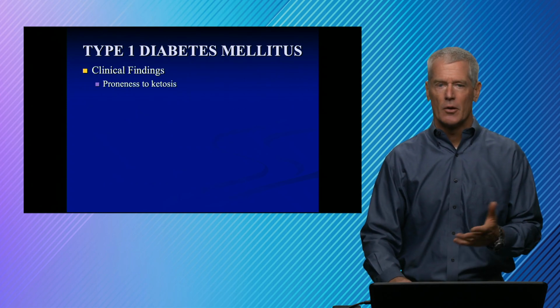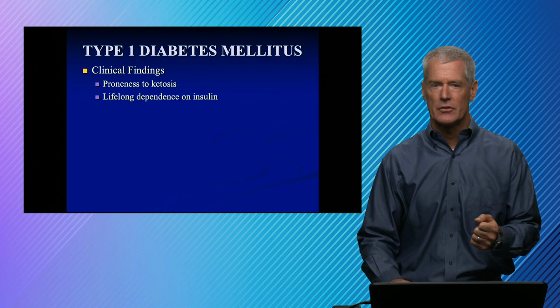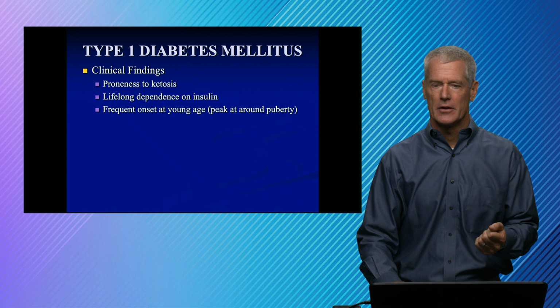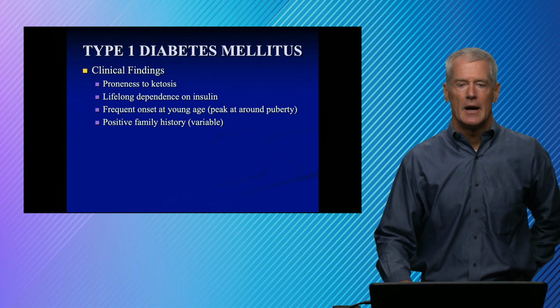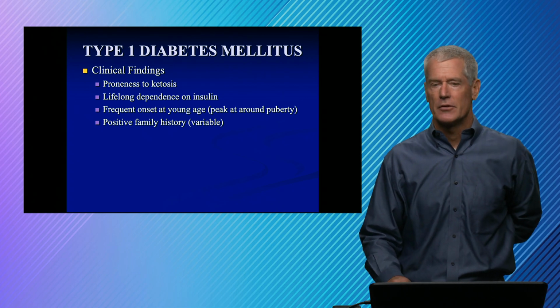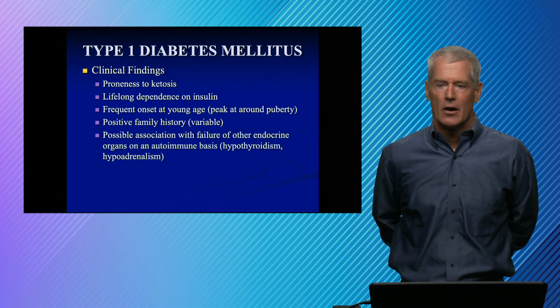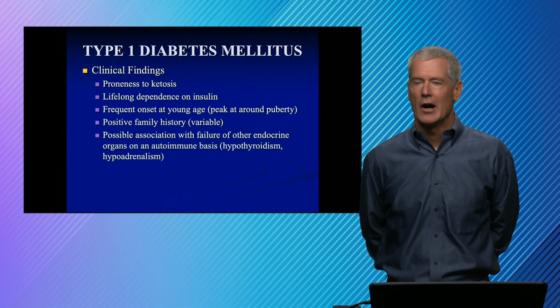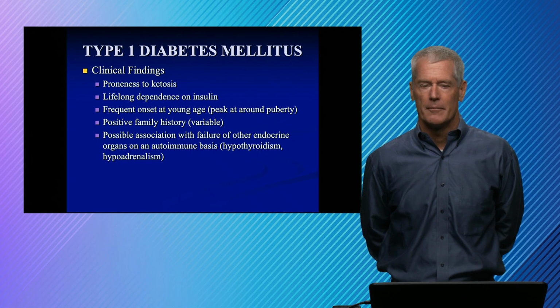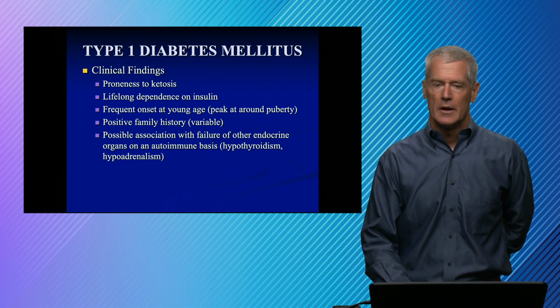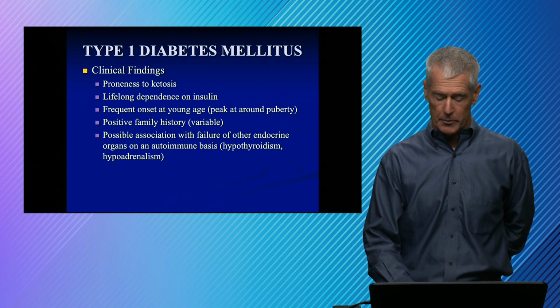Clinical findings, they're prone to ketosis because they don't have any insulin. They have a lifelong dependence on insulin because of the destruction of the beta cells. As we mentioned, it typically is young onset. Positive family history, sometimes they'll have a brother or sister that has diabetes, and oftentimes it's associated with other endocrine organs, so hypothyroidism or hypoadrenalism due to an autoimmune basis.